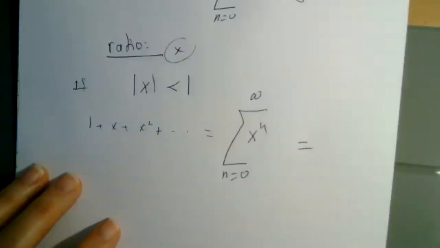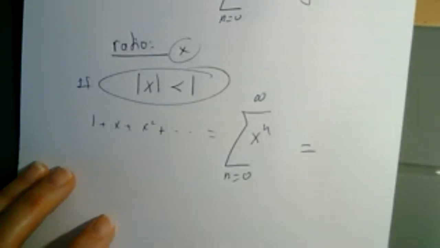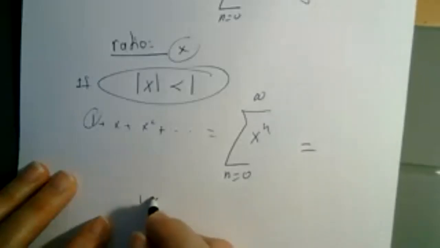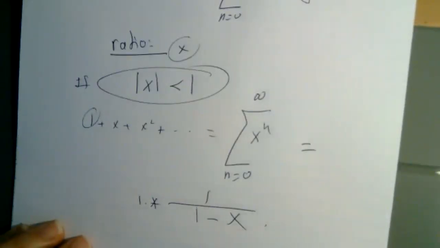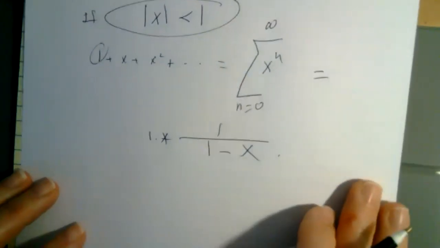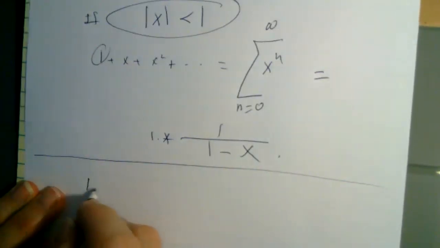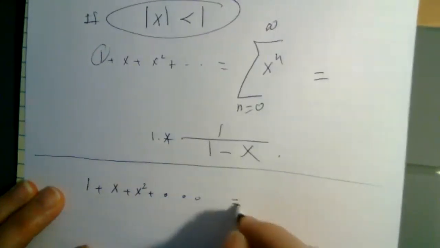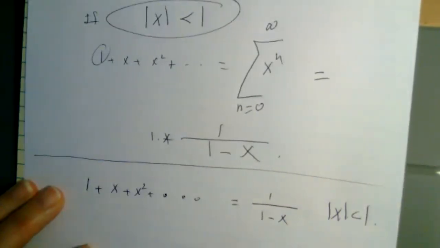Remember the sum of a geometric series. As long as I take absolute x less than 1, the sum is going to be the first term, which is 1, times 1 over 1 minus the ratio. That's everything we've seen. So what does this mean to you? It means that 1 plus x plus x squared plus etc. is 1 over 1 minus x when absolute x is less than 1.